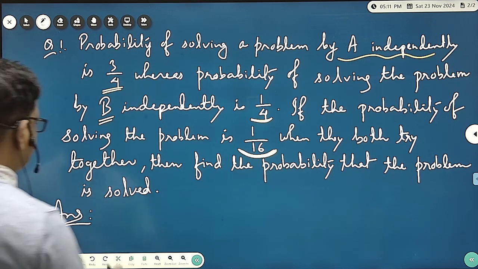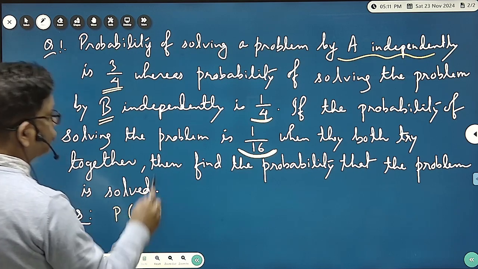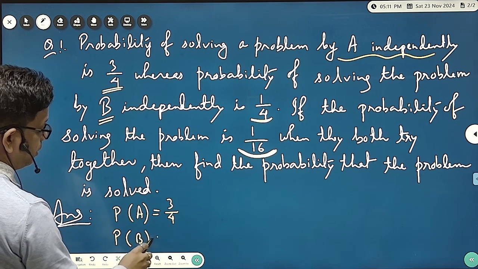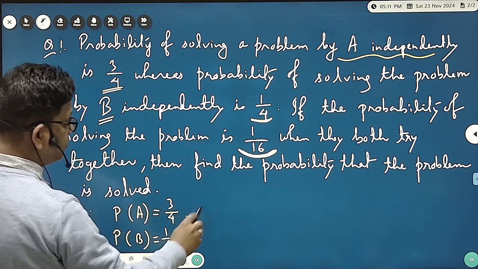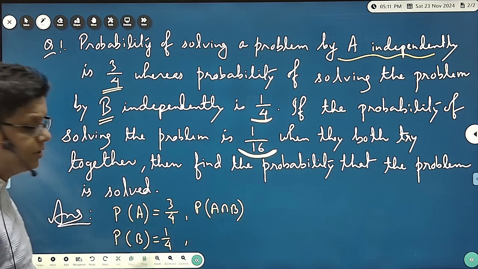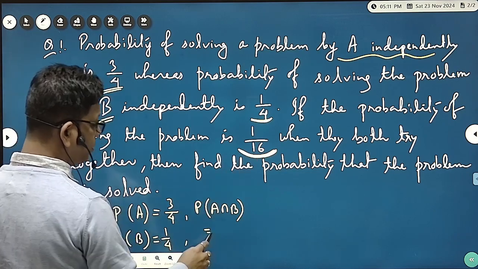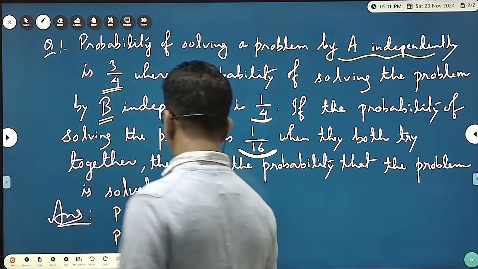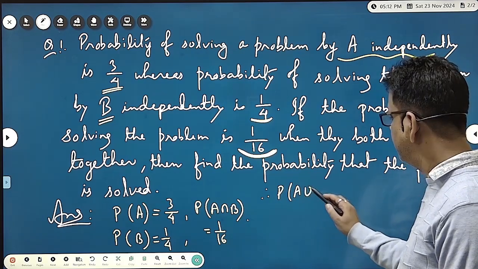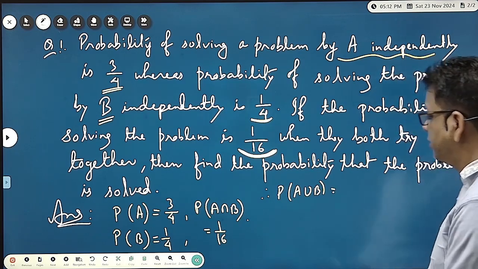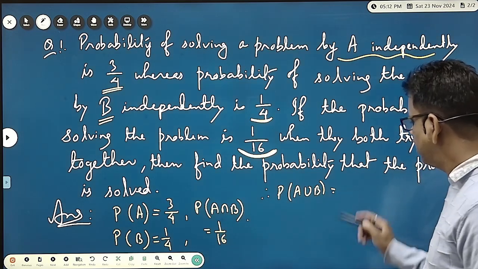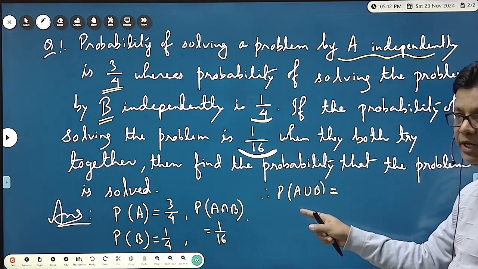Problem is solved means we have to find P of... before that, the problem solved by the student A, what is the probability? 3/4. Problem solved independently by the student B, what is the probability? 1/4. Now if they try together, when they work together, that is the concept of intersection. Do you have some idea about this intersection? So they are doing it together, and in that case the probability of solving this problem is 1/16. Now the question is, find the probability that the problem is solved. Problem is solved means either the problem will be solved by A or by B, someone has to solve it, or when they are doing it together. So this refers to union, which refers to or, and intersection refers to and, both together. It will be solved either by A or by B.